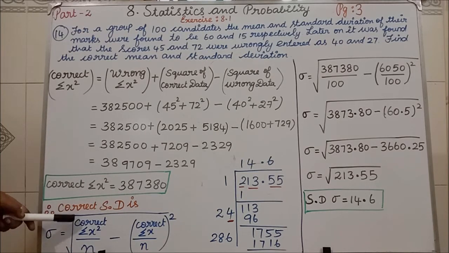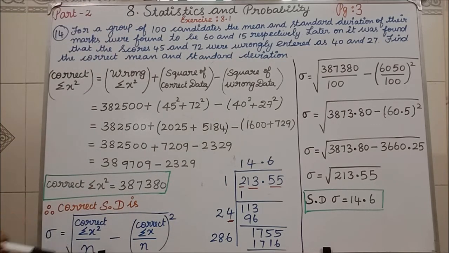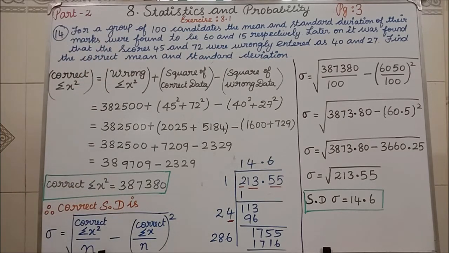Clear? Now the correct summation x square value is here, so you are just going to substitute. Divided by n. N is 100, you know. Minus correct summation x, which we got in page number 1, the answer 6050, divided by n, divided by 100, the whole square. Clear? If we divide, what will we get? 3873.80 minus 6050 divided by 100. If we divide here, we will get 60.5, the whole square.